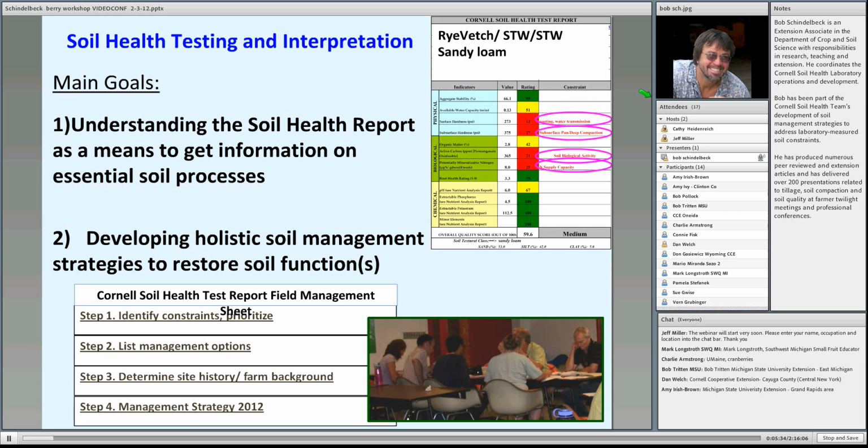If you note the soil health report in the upper right, what we have here is a grower who had rye vetch three years ago on a field, and then two years of strawberries.